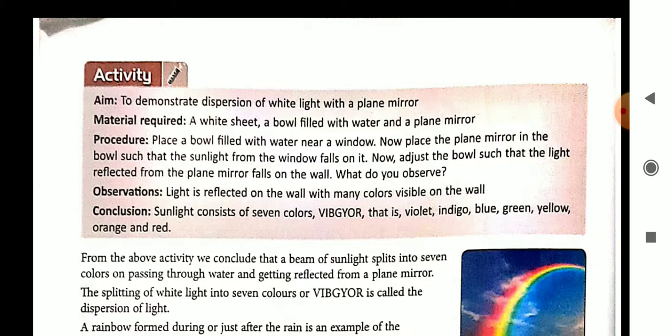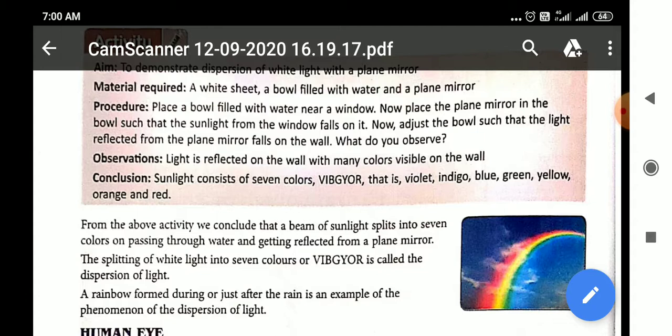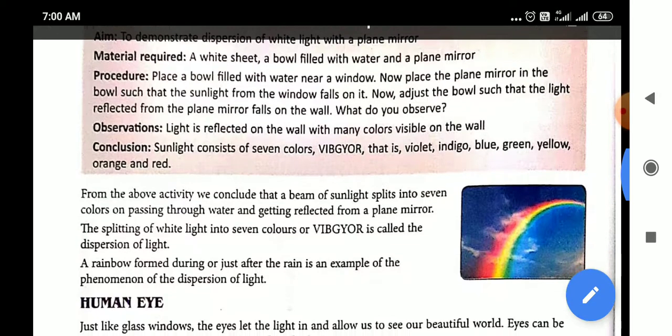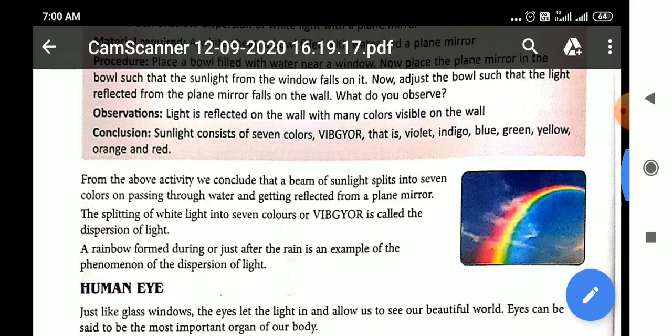What do you observe? And this activity you always do, I think, with your watch or any shining object, by removing it and rotating it in the presence of sunlight. When you rotate it, it can form a band of 7 colors on the wall. And the conclusion is that sunlight consists of 7 colors, which is known as VIBGYOR: violet, indigo, blue, green, yellow, orange, and red.